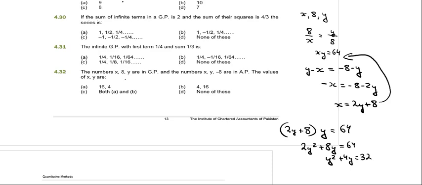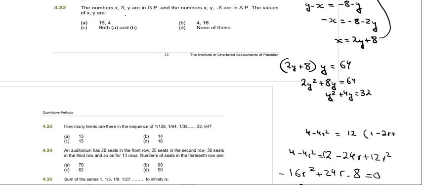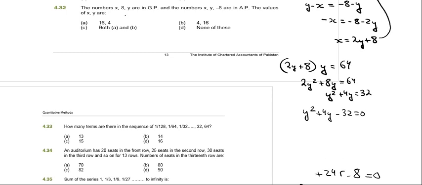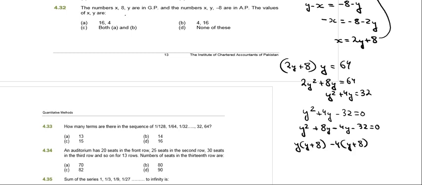And now if we solve it, first bringing the y square and 32 on the left hand side, y square plus 4y minus 32 is equal to 0. And now breaking the middle term, the factors will be 8 and 4. y square plus 8y minus 4y minus 32 is equal to 0. Now taking y common, y plus 8, taking minus 4 common, y plus 8 is equal to 0. y minus 4 and y plus 8 is equal to 0.